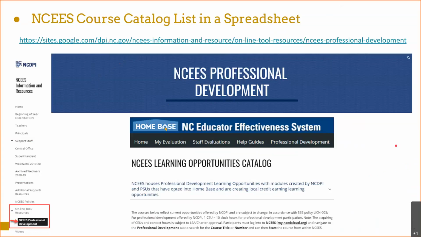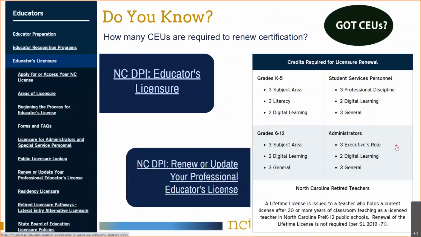And it is actually in spreadsheet form. You'll have to open up the spreadsheet and then you can download it if you want to. So you can filter it in Excel, and that will help you easily find credit types or different kinds of courses that you want to take.